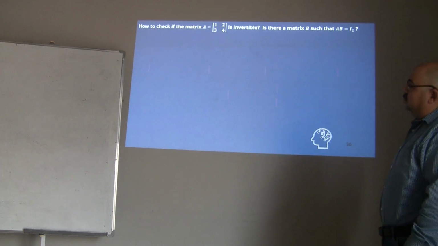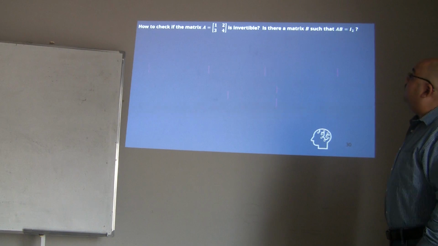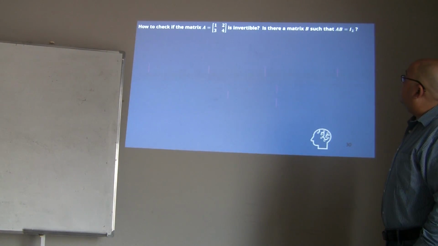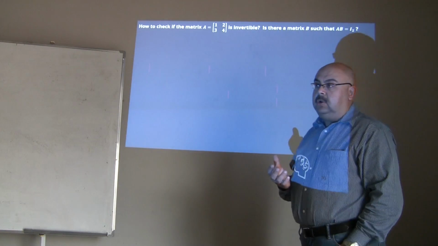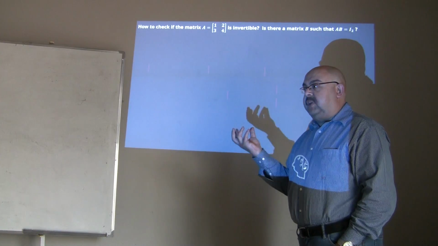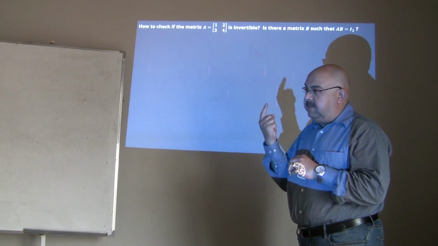Here he is asking you how to check if the matrix A is invertible, and if there is a matrix B such that AB equals I2. Of course, for AB to be invertible, you will have to find another matrix such that once you multiply them together, the result will be the unit matrix. Okay.